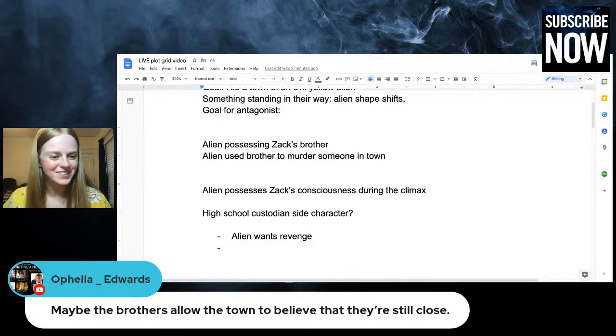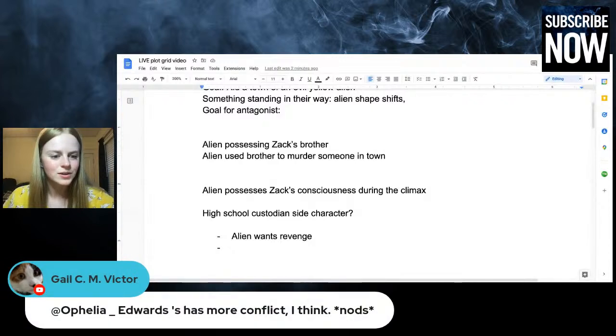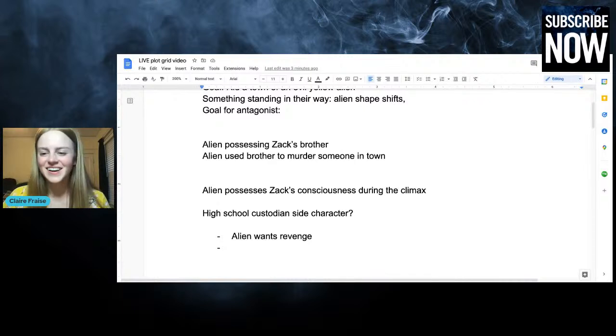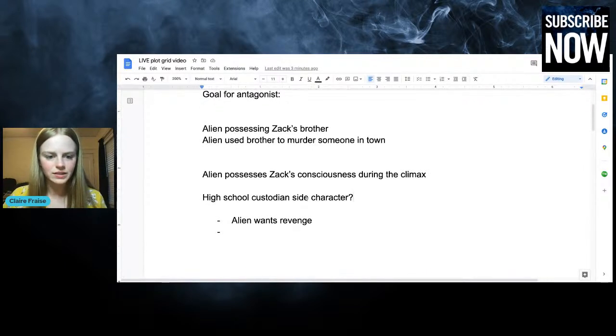Ophelia Edwards says, maybe the brothers allow the town to believe that they're still close. Oh yeah, that is also true. Because then maybe the alien can fall, not prey, but fall into the idea that the brothers are also still close. Gail said Ophelia Edwards has more conflict. I think, yeah, we love conflict. We're going for conflict.